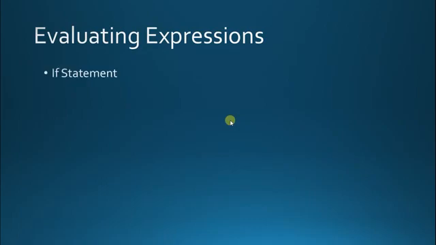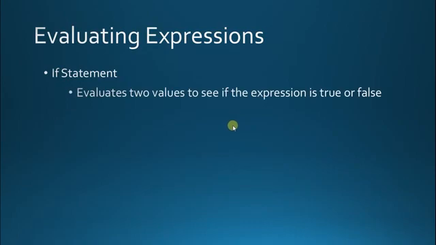And today we're going to be covering the if statement. Now, the if statement evaluates two values to see if the expression is true or false. All right? And that's really strictly all that the if statement does. It's going to evaluate two different values, and based upon the evaluation of those two values, it's going to return a result of either true or false. And that's it. No other values, just true or false.